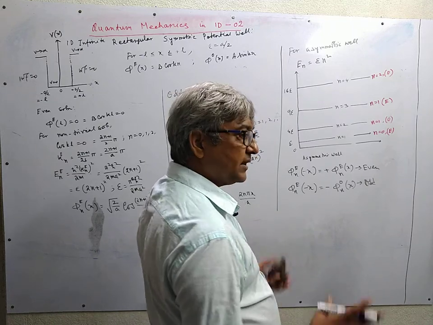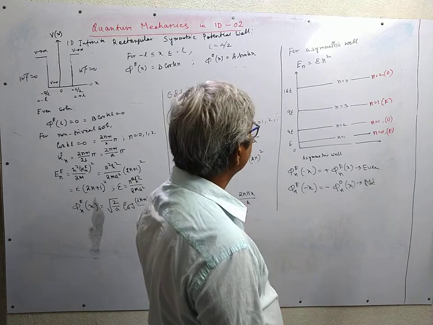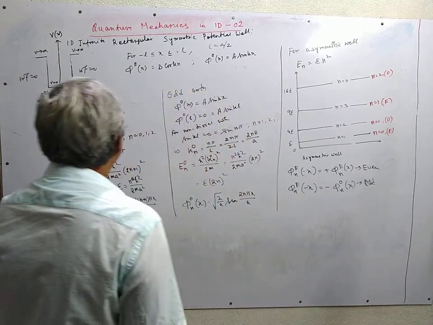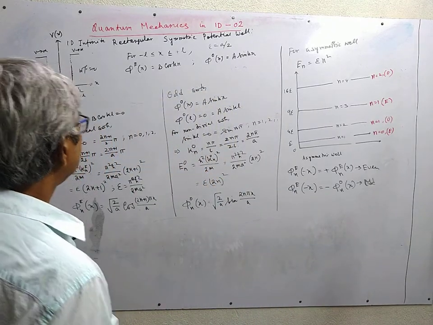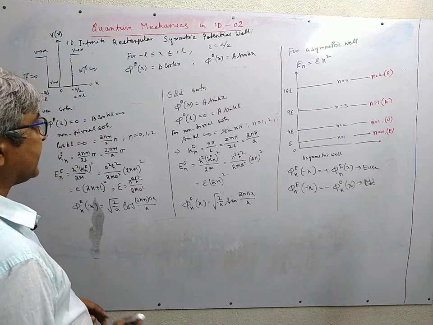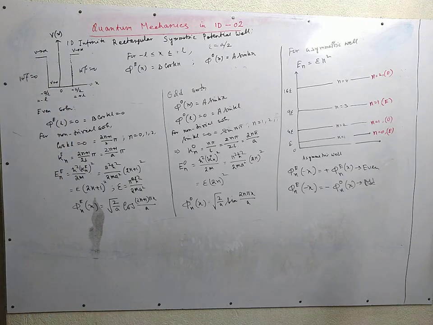This is the general property of every system for which V has a definite parity. That is, if we replace x by minus x, V of x by V of minus x, and the potential remains the same, then the solution for the system can be decoupled into even and odd categories, and the ground state corresponds to an even state.